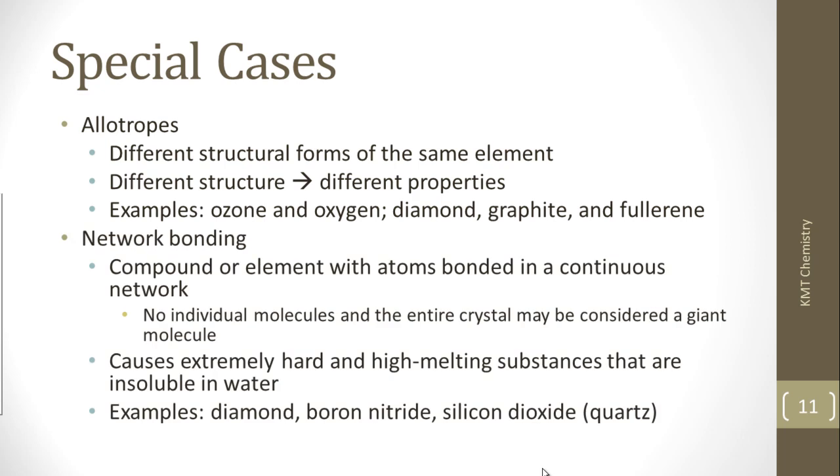Network bonding is when you have a compound or an element where the atoms are combined in a continuous network of covalent bonds. There is essentially one humongous molecule in one big crystal. This dense web of bonds creates an extremely hard and high melting substance that doesn't dissolve in water. Great examples of network bonding are diamond, boron nitride, or sand.